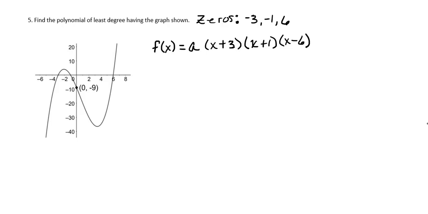Now notice that the multiplicity for all of my factors is 1, because I know that the multiplicity for each of these zeros is odd. So the smallest odd number that I have is 1.